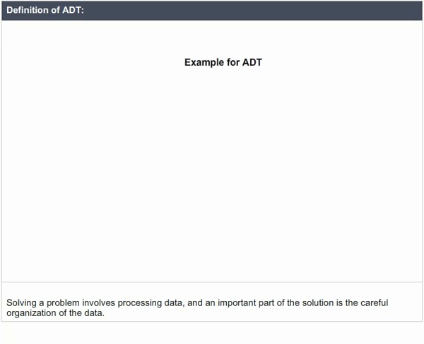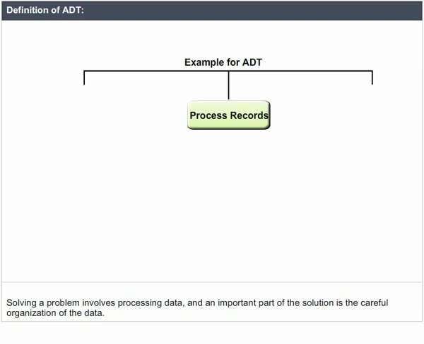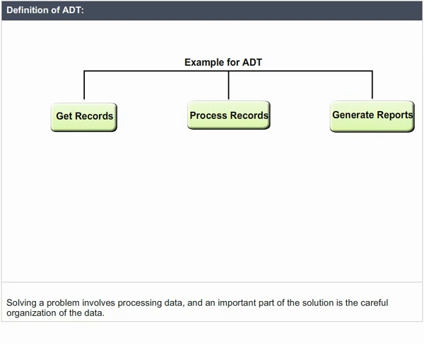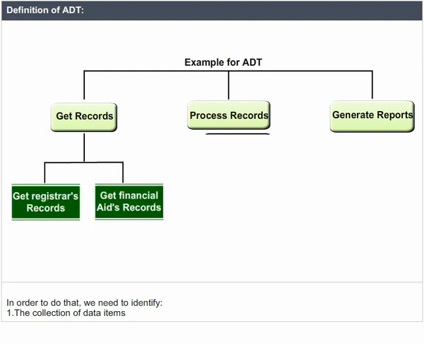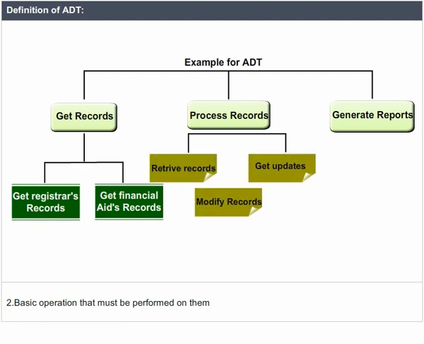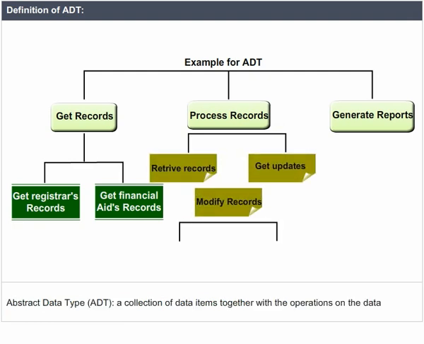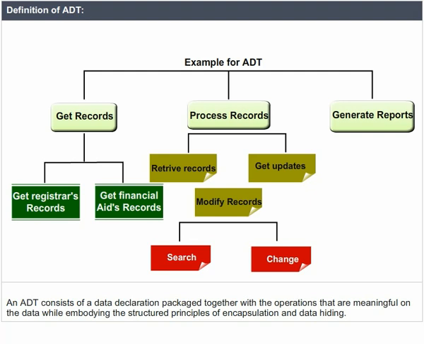Definition of ADT. Solving a problem involves processing data, and an important part of the solution is the careful organization of the data. In order to do that, we need to identify the collection of data items, basic operations that must be performed on them, abstract data type, a collection of data items together with the operations on the data. An ADT consists of a data declaration packaged together with the operations that are meaningful on the data while embodying the structure principles of encapsulation and data hiding.